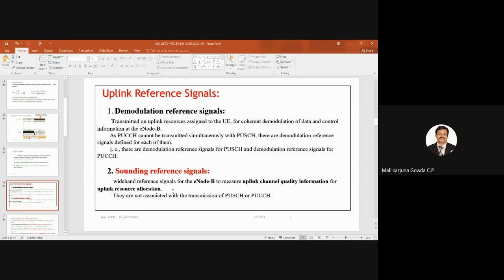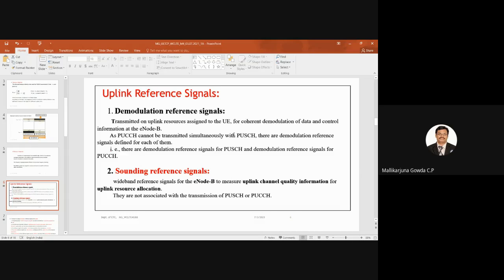So let us try to understand the purpose and the function of these two reference signals, and also why we need two reference signals in the uplink. The first one is the demodulation reference signal. This demodulation reference signal is transmitted on uplink resources assigned to the user equipment for coherent demodulation of data and control information at the E node B. So that is the purpose of the demodulation reference signal.